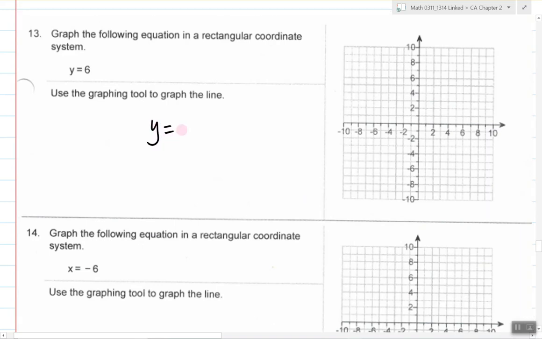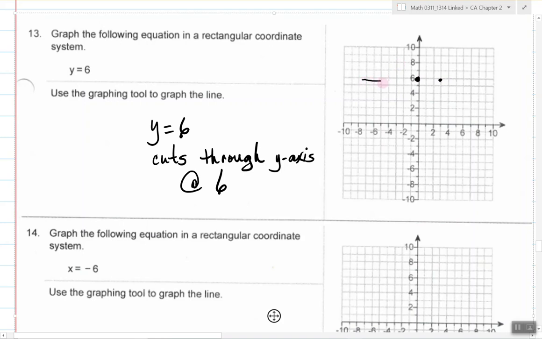It says y equals 6. This is one of the special lines. It cuts through the y-axis at 6. So it's going to cut through the y-axis at 6. So you can either pick a point over here for your second point or pick a point over here for your second point. It doesn't matter. You only need 2 points, but this is a horizontal line, obviously not a straight one, but a horizontal line that cuts through the y-axis at 6.